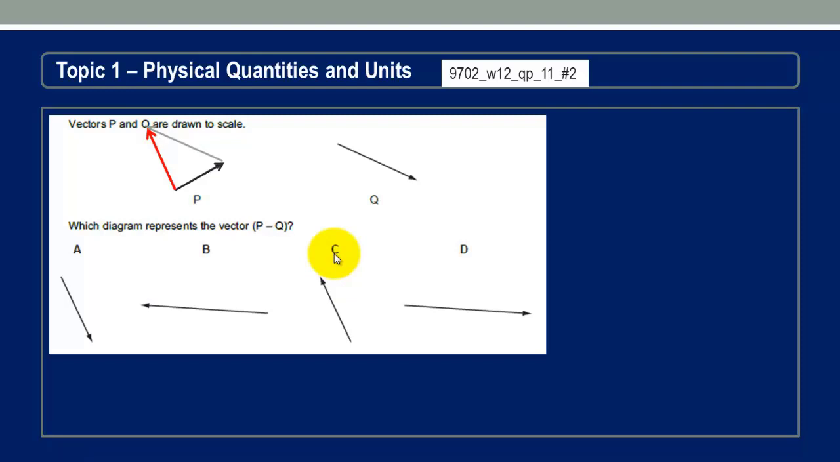So let's stop this lesson at this point, and in our next lesson we look at the second topic, which is measurement techniques.